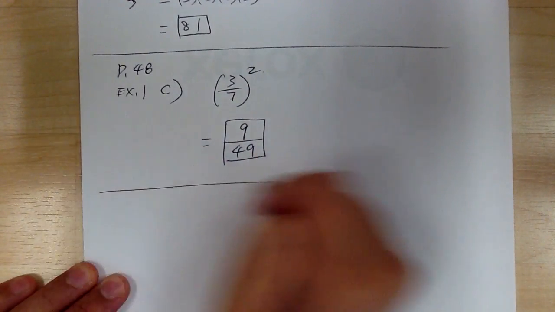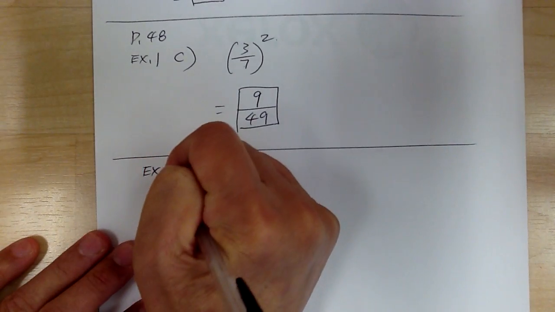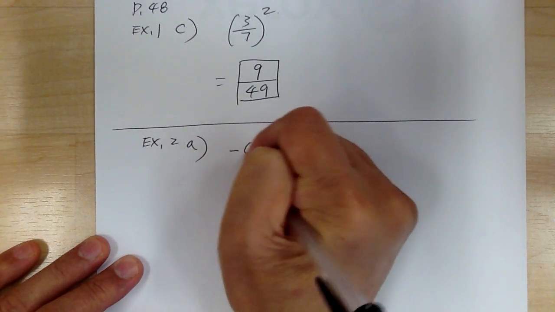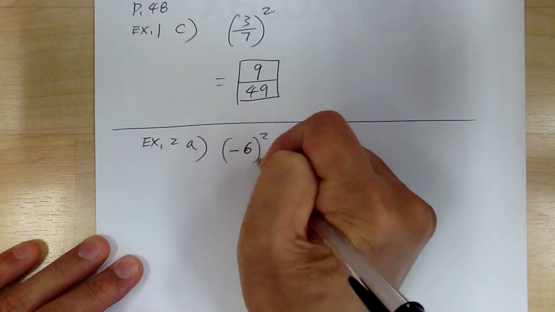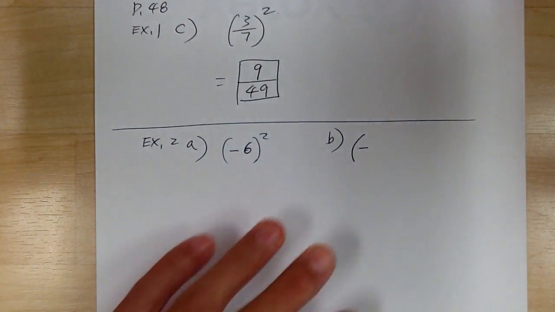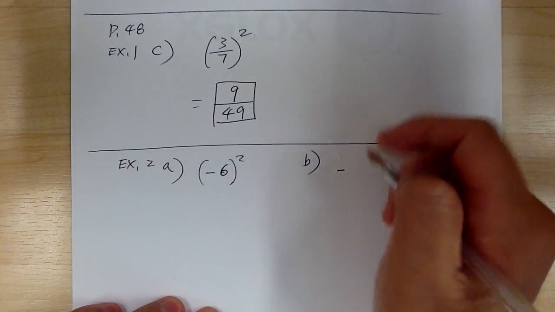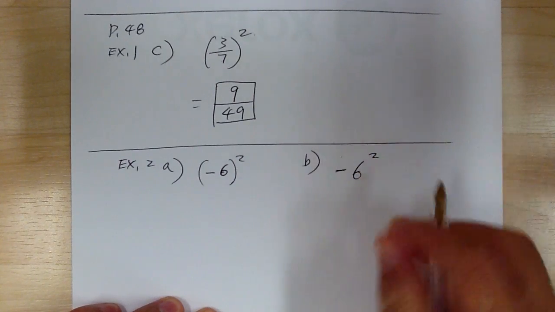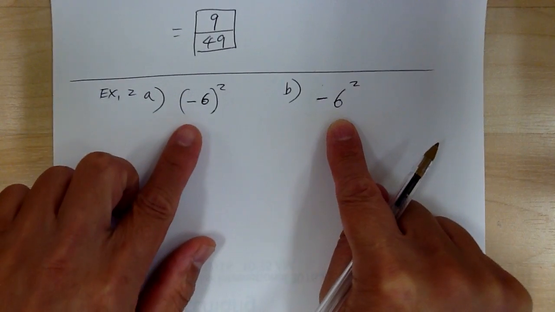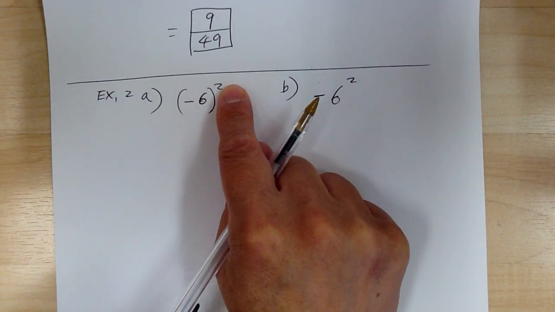Okay. Now, one thing you have to be careful about is that the exponent is only for what is immediately before it. So let's go to examples 2a and 2b. You can see the difference between them. Example 2a, you have negative 6, squared. Example b, you have negative 6 squared. They look very similar, but they are very different things. So you need to pay close attention to this. The exponent is only for what is immediately before it.